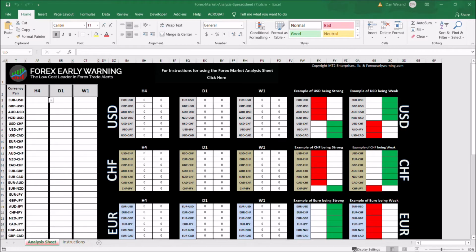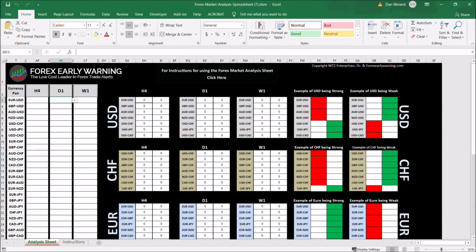So we're going to show you how to fill this out. You're simply going to manually enter the W1, D1, and H4 trend direction on each pair. So we'll start with an example of the EURUSD. We're going to go to the weekly time frame, then the daily time frame, and the H4, and try to find out whether the trend is up, down, or if there's no existing trend. You would simply go to the weekly box here on the EURUSD, click a drop-down box, and choose whether it's up, down, or if it's no trend.